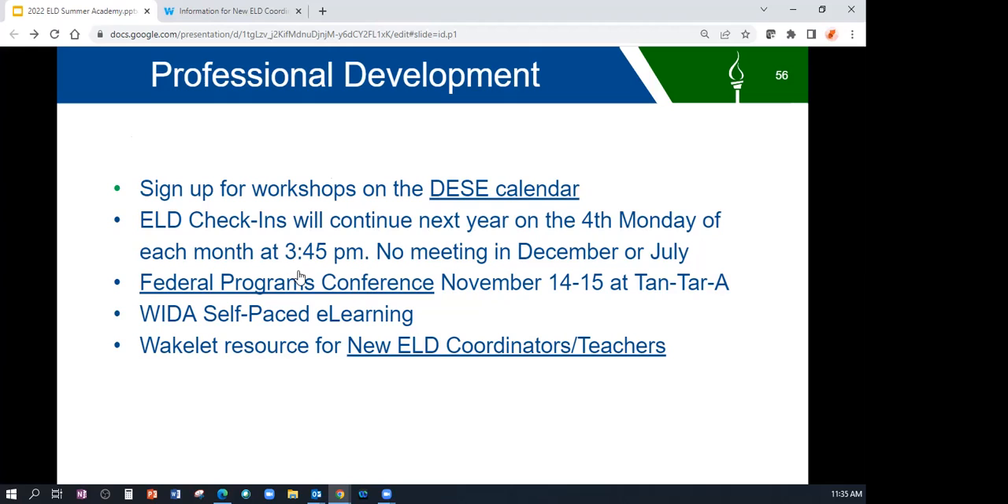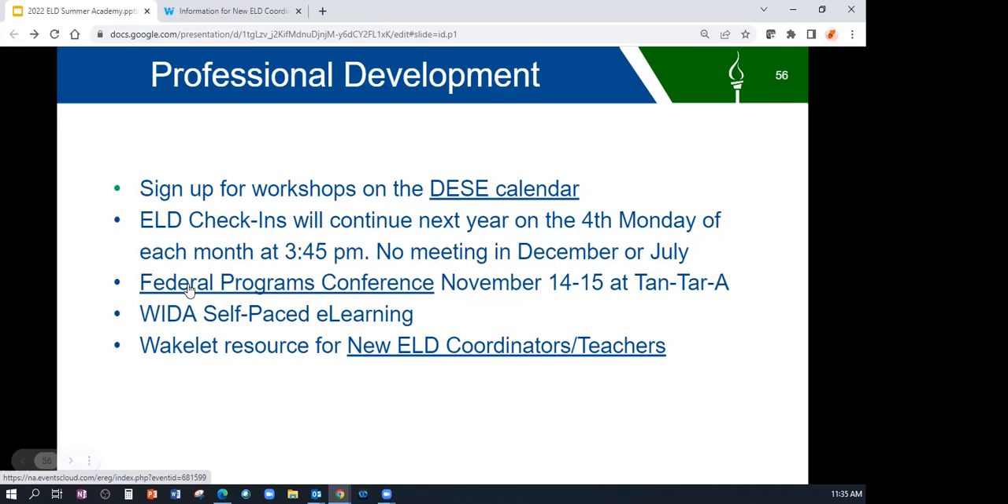And I will post it on the DESE web page. I will post the link to that there. And it's also on that calendar, the DESE calendar above. We don't have meetings in December or July because of the holiday season.